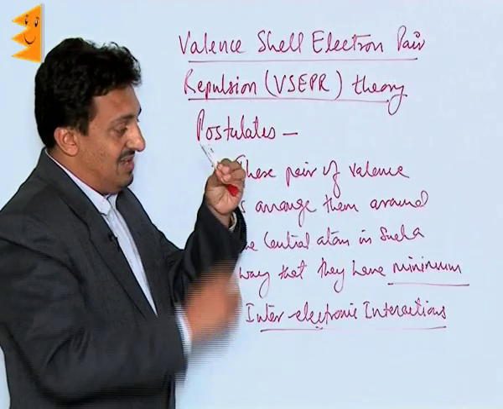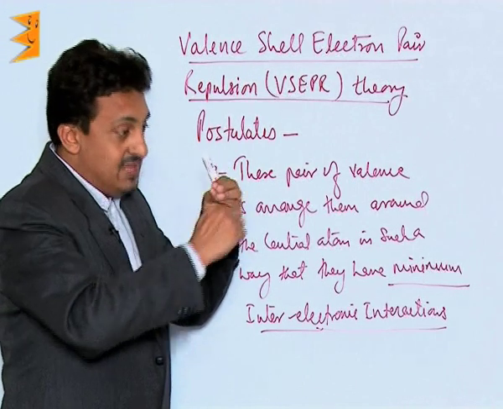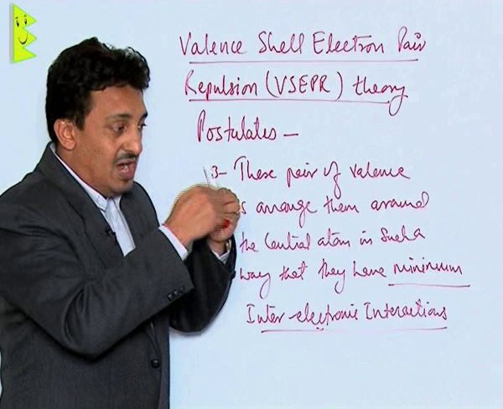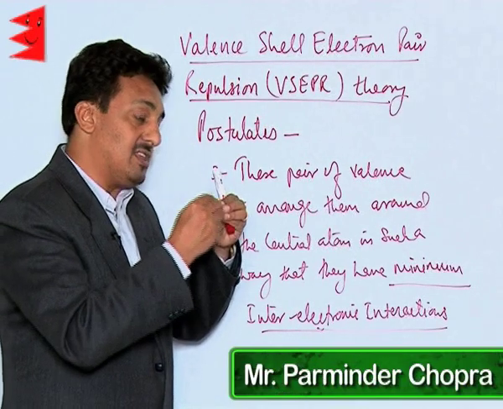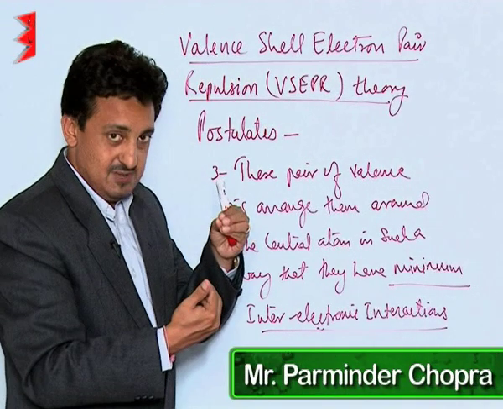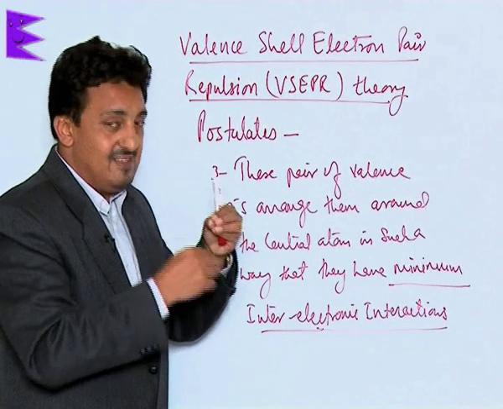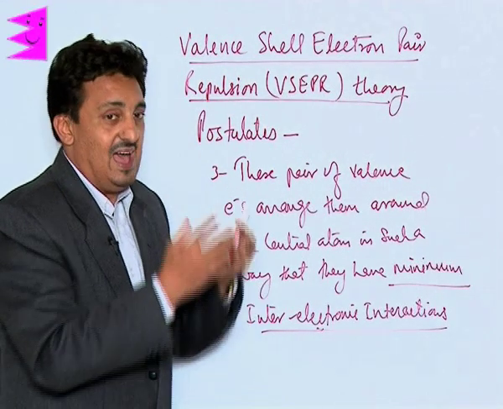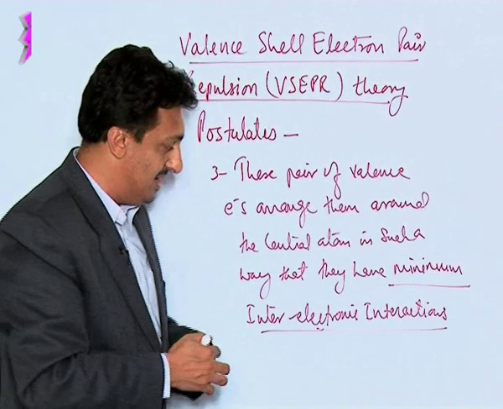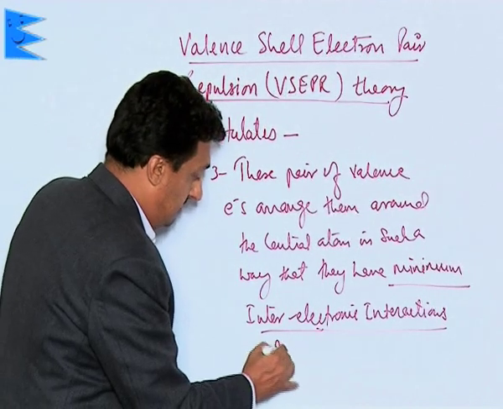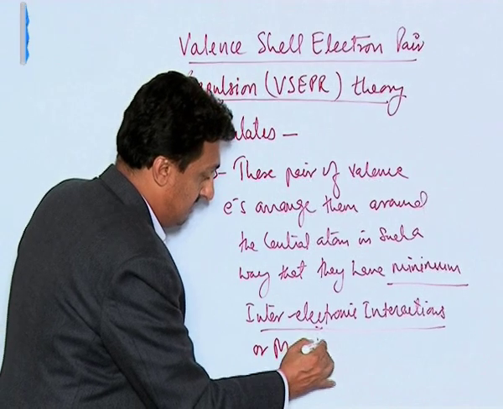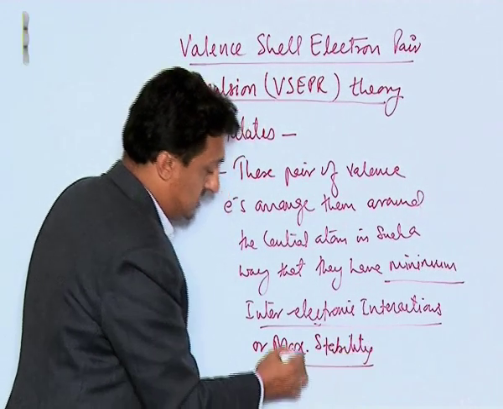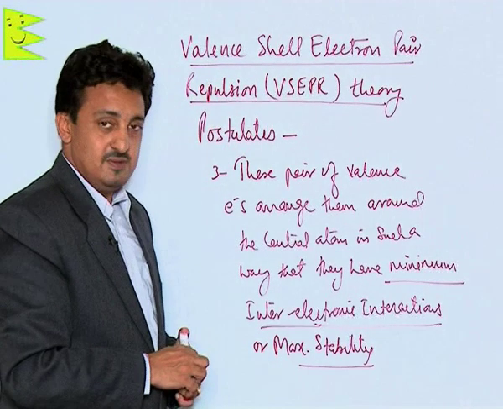The small central atom will have many valence electron pairs around it, which are to be arranged. Valence electron pair means they can be bonded pairs or they can be lone pairs. So now this central atom arranges these pairs in the three-dimensional system in such a way that they have minimum interelectronic repulsions, or we can say maximum stability, or minimum energy.